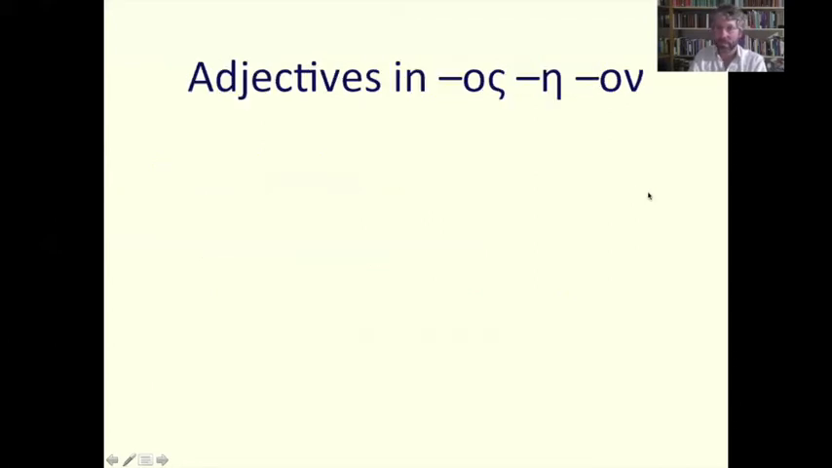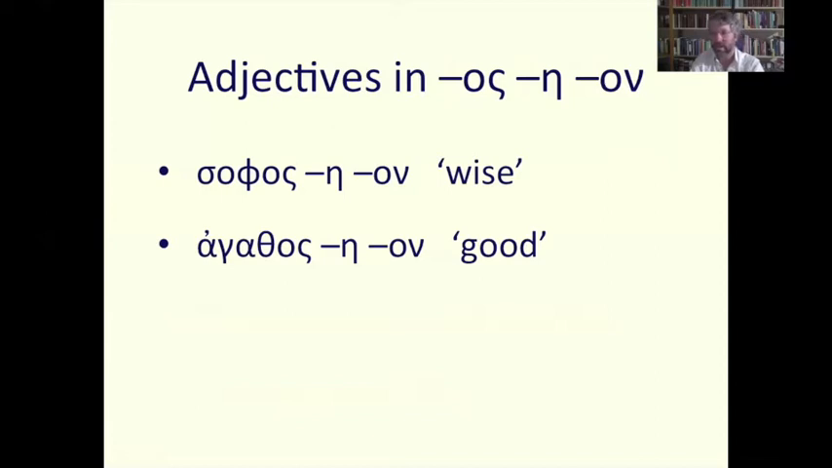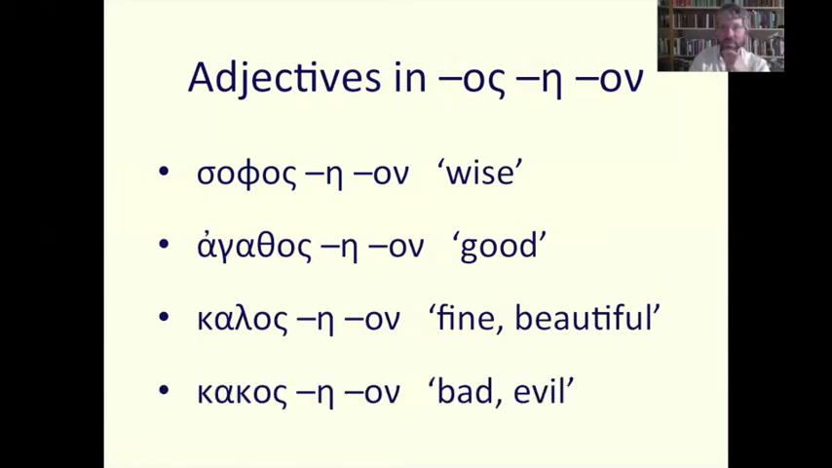Okay, so first of all, vocabulary. What are some adjectives in -os, -on? Well, here are 4 examples. Sophos, sophe, sophon, wise. Agathos, agathe, agathon, good. Kalos, kale, kalon, fine or beautiful. And kakos, kake, kakon, bad or evil.